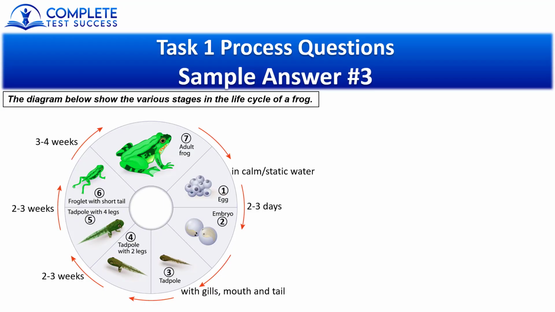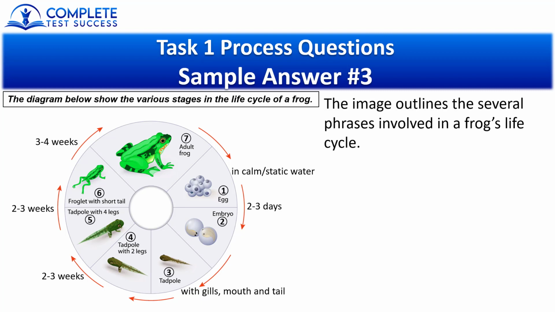The 2 questions that we've looked at so far in this lesson were man-made processes, so the next 2 will be natural processes. And this question here shows the life cycle of a frog. So once more, we'll analyse the question and then write the paraphrase.